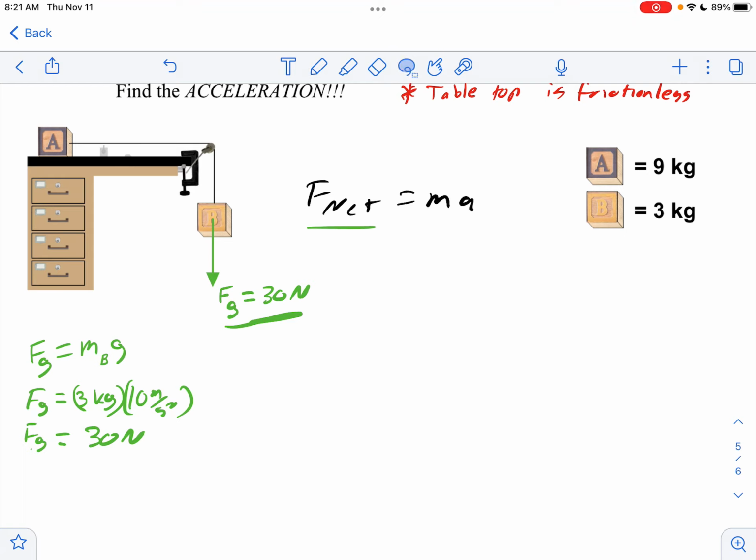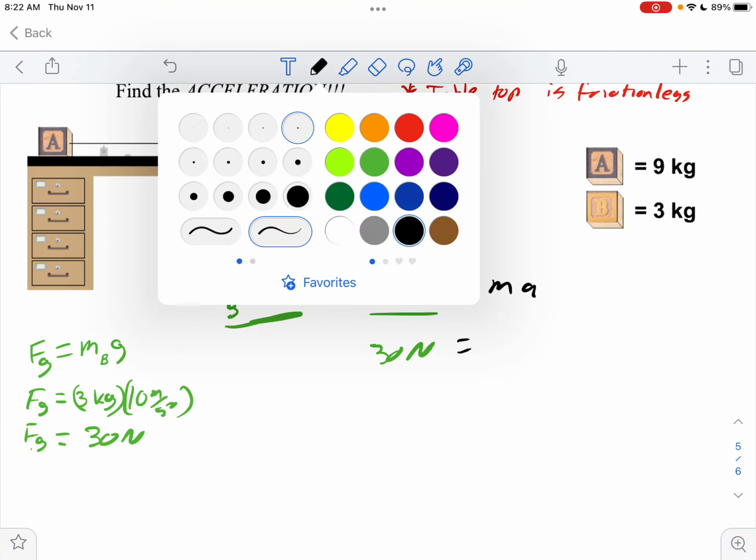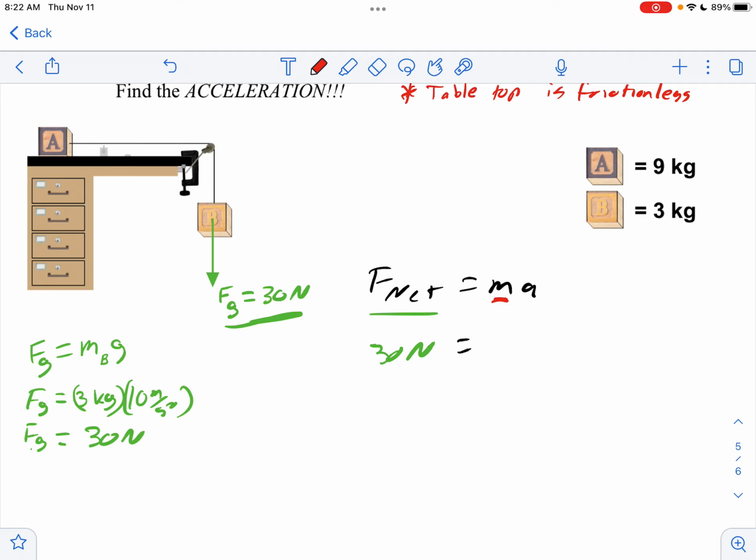Let me move this over so I've got a little bit of space. I've got this 30 newtons of net force doing the pulling, but that's going to cause both the blocks to accelerate. So the mass over here is the mass of block B and the mass of block A together. It's got to do the pulling for both blocks. When I sub in for my mass, I have to add those masses together. So I've got 9 kilograms for block A and 3 kilograms for block B, and together those two blocks will accelerate at some rate.